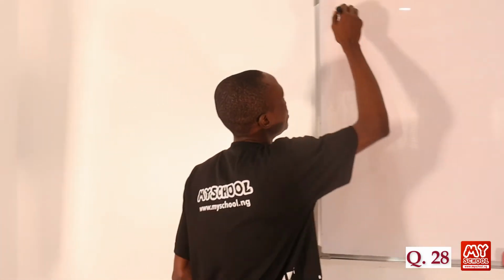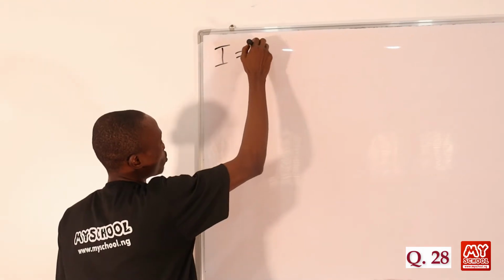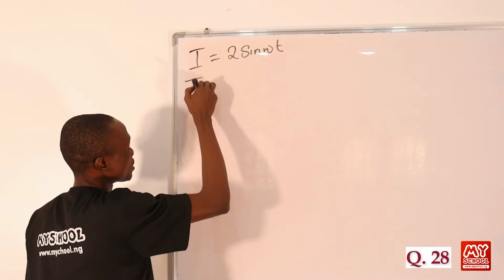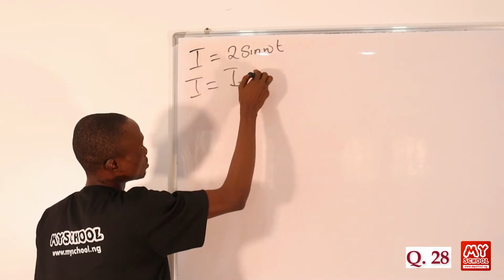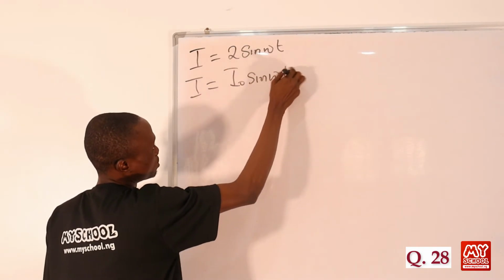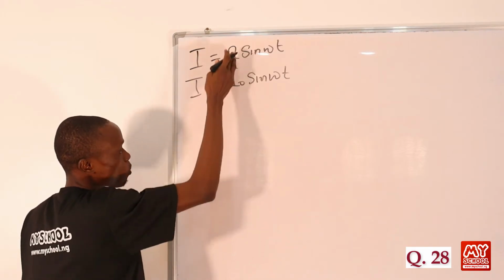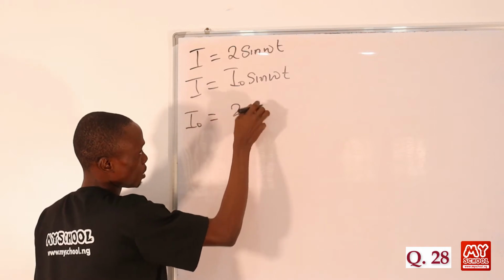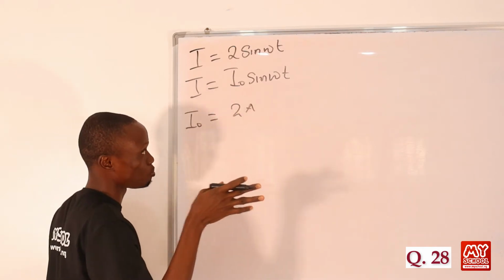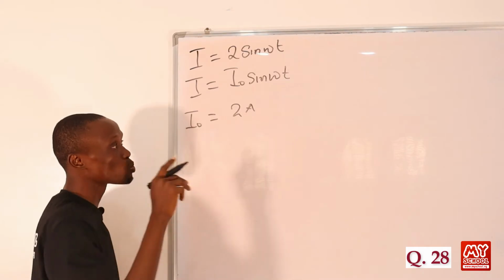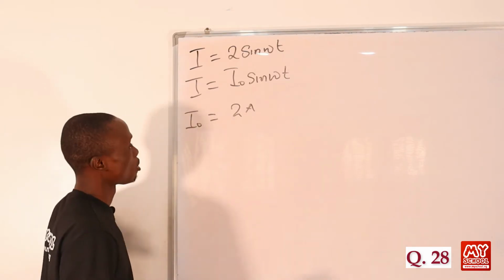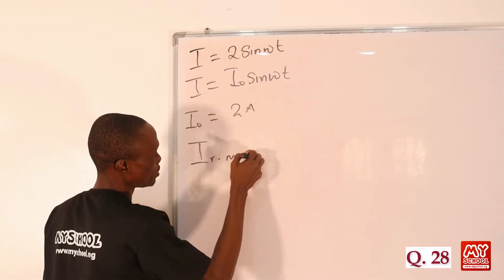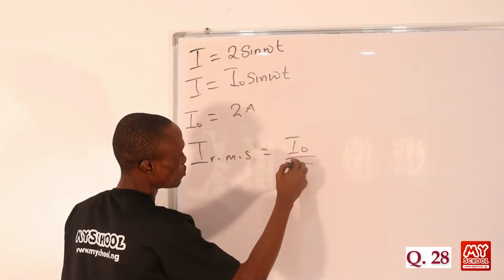So the current in the circuit was given to us to be equal to 2 sine omega t. So we are going to compare this with I equals I naught sine omega t. So in this case, if we compare, we can say that I naught, which stands for peak current, is equal to 2 ampere. But remember that there's a relationship between peak current and root mean square current of an AC circuit, right? So the relationship is that I RMS is equal to I naught all over root 2.